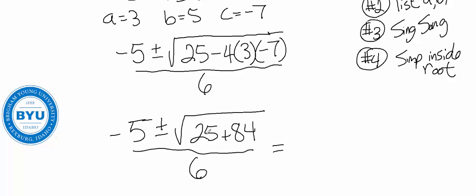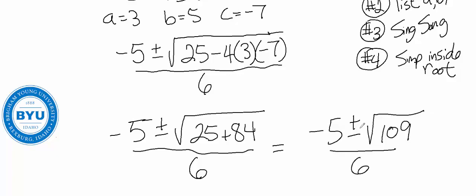And then we can go ahead and finish by adding the numbers in the root together. 84 plus 25 is 109. So the final answer is negative 5 plus or minus the square root of 109 over 6. There they are. Those are our answers. We could look to simplify the root here, but 109, nothing comes out of it.